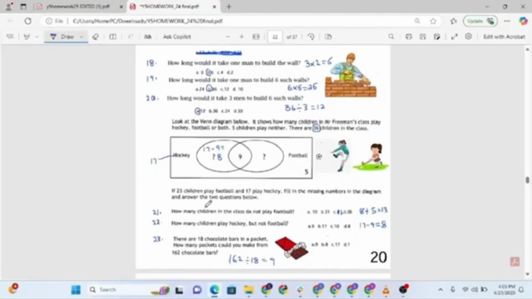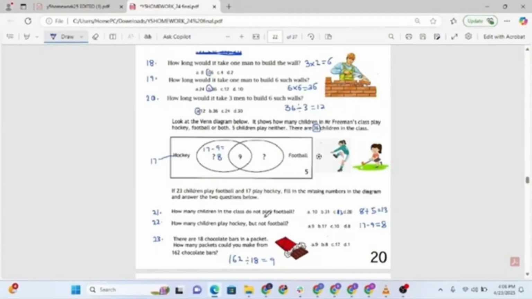How many children in the class do not play football? Let us work it out. The total number of children in the class is 36. 5 children play neither sport. 9 children play both football and hockey. 17 children play hockey. So the number of children who play only hockey is 17 minus 9, which is 8.